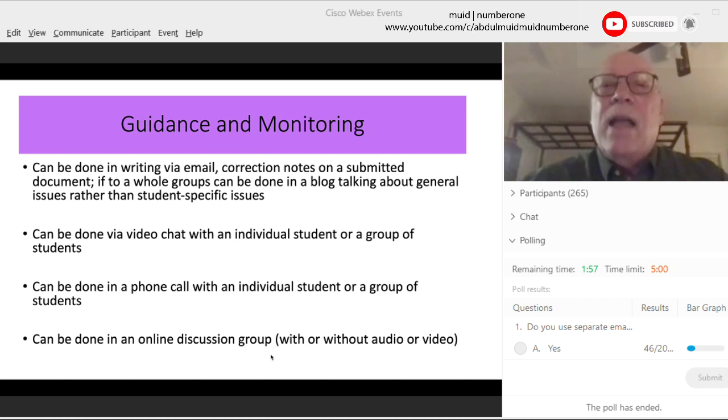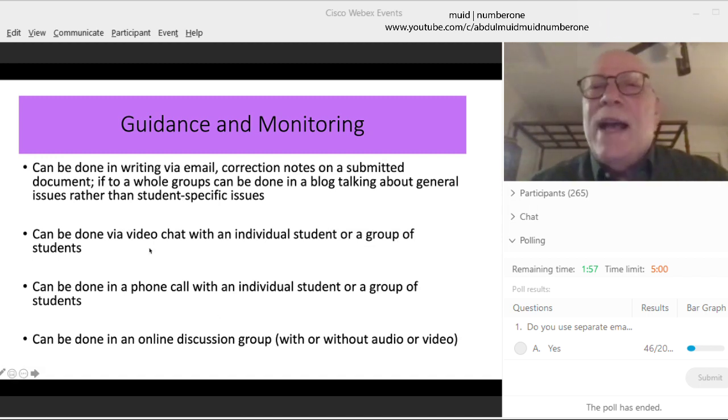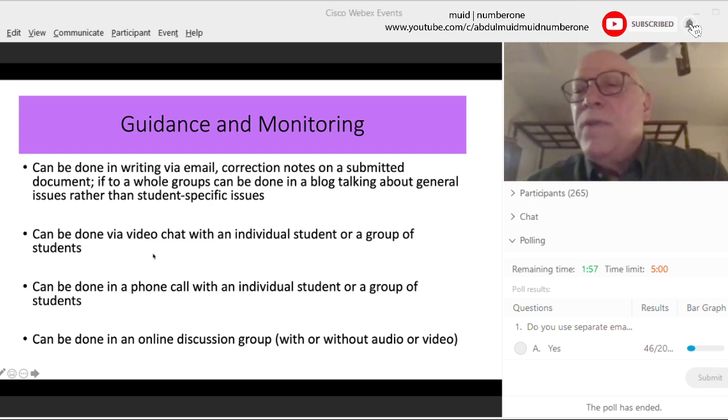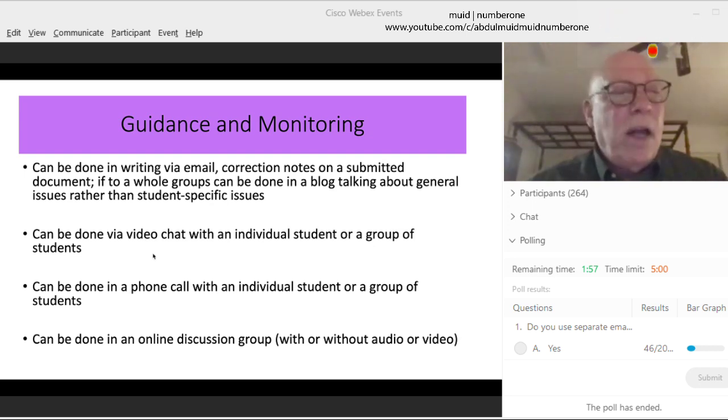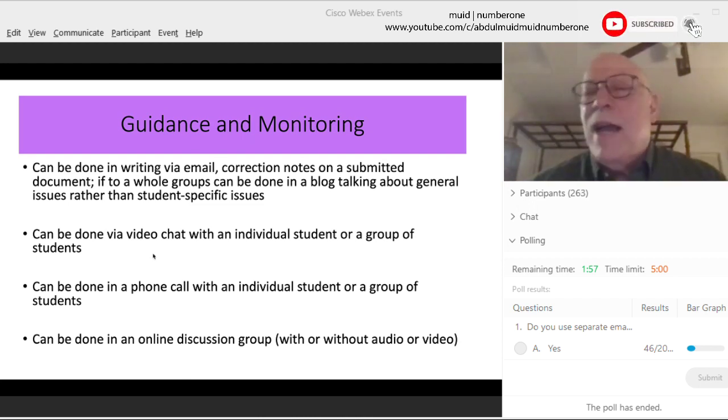So you can do that as a way of looking after you've looked at the whole group and all of their work, and getting back to talking about general rather than student-specific issues. It can be done in a video chat with an individual student or a group of students. So you can do it on WhatsApp video chat, or Viber video chat, or Skype video chat. Anyway, it can be done in a phone call with an individual student, or a conference call with several students. Or it can be done in an online discussion group.